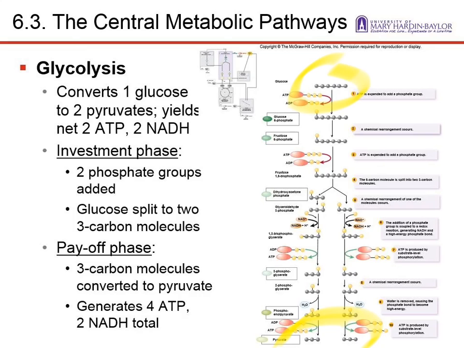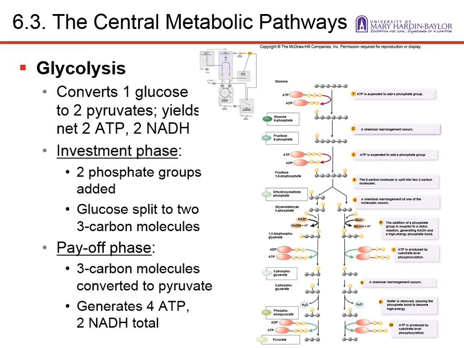Along the way, there's a couple things. To get started, we have to use some ATP in those two steps. So like everything, there's an idiom in the English language that it takes money to make money, and it takes energy to make energy. It takes ATP to make ATP. And we're using ATP here, and we're using ATP here.